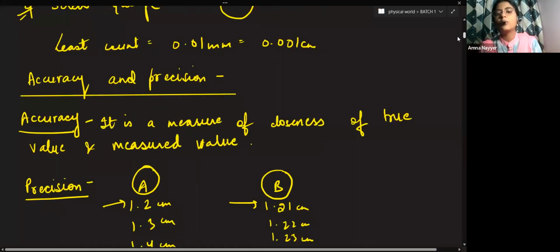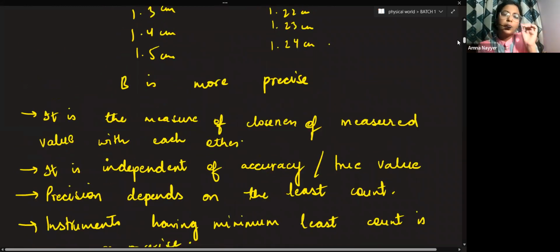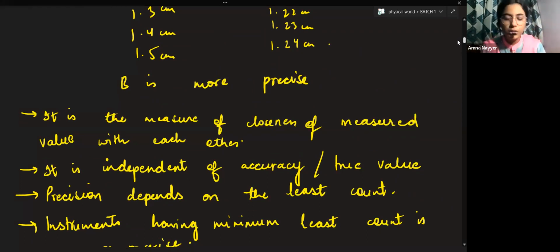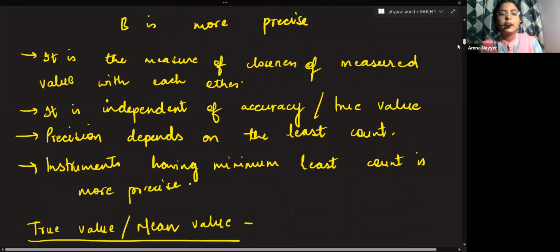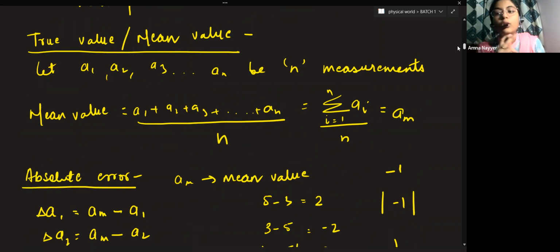Then we saw what was meant by accuracy and what was meant by precision. Accuracy is how close you are to the value, and precision is how exact you are to the value. Then we started with the calculations, how to calculate the error. First was your true value or the mean value, which basically means the average of the measured values.